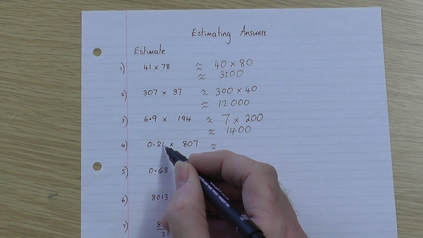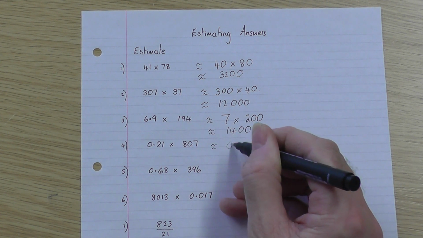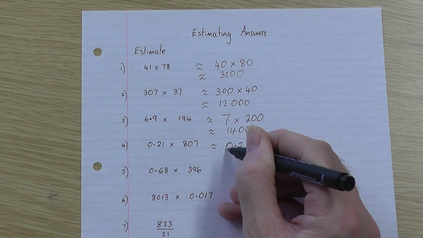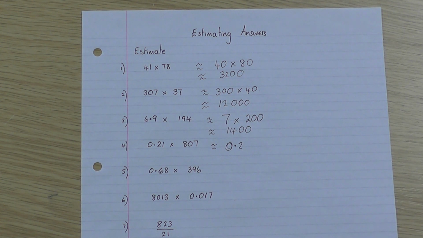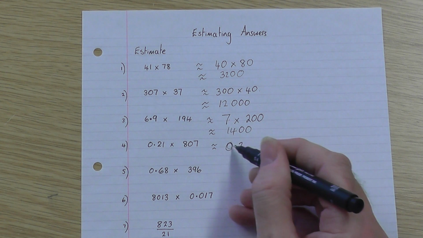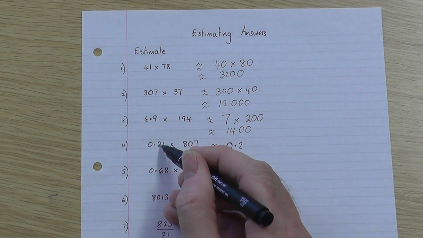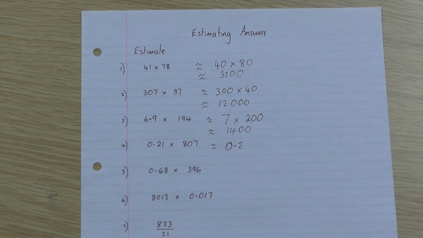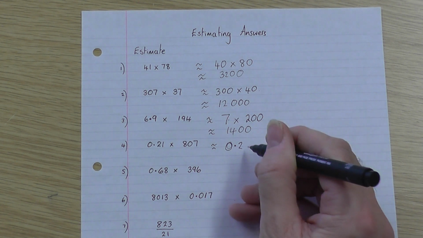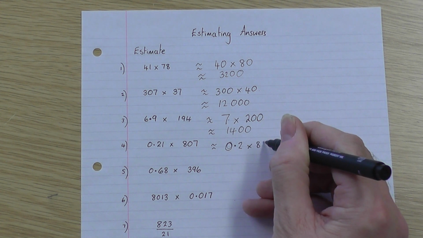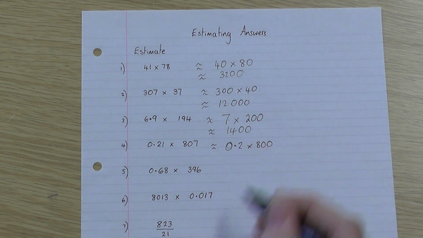So 0.21, what we're going to do is approximate it to 1 decimal place. 0.2 is approximately the same as 0.21. Now remember, 0.2 could be written as 0.20, which is very similar to 0.21, but we drop the 0 on the end, so it's just 0.2. Times by 807 is about 800. So you've got to work out that.